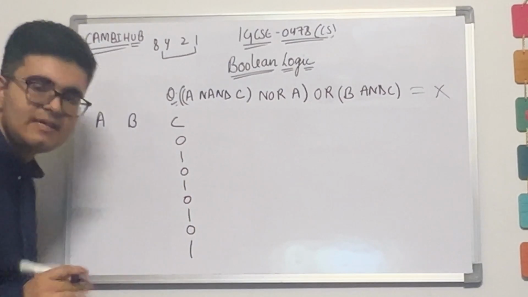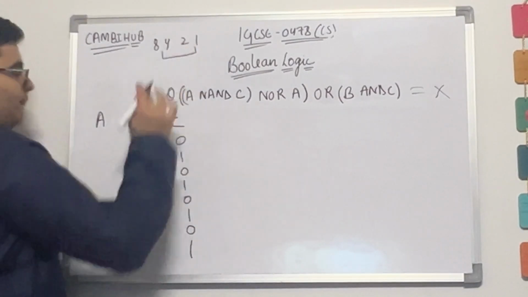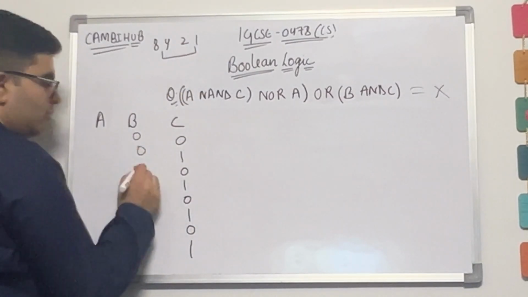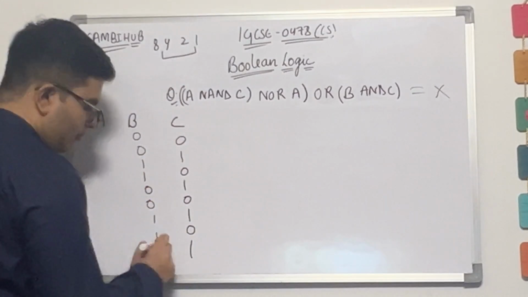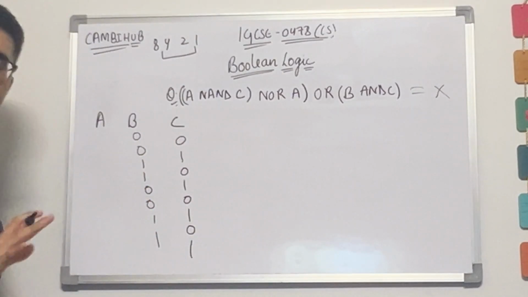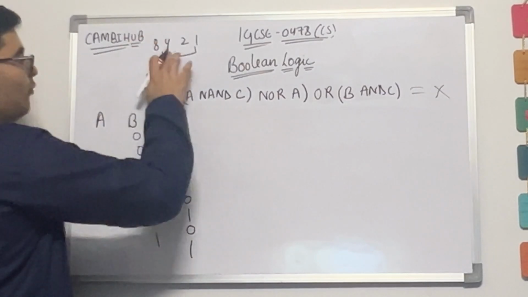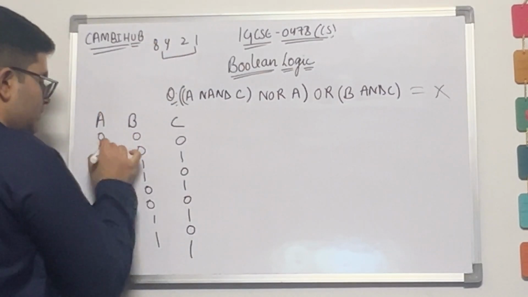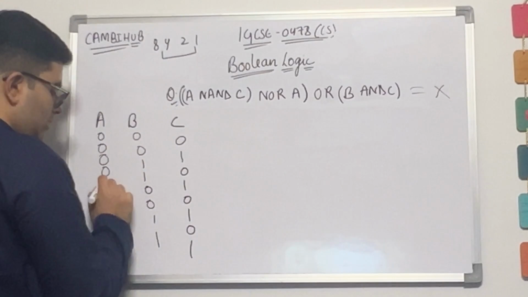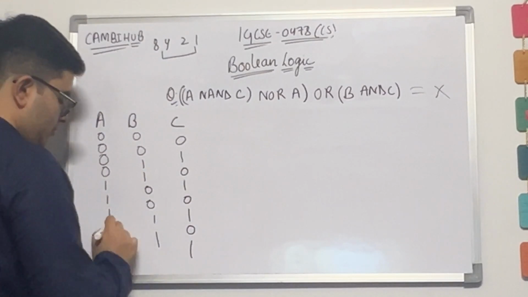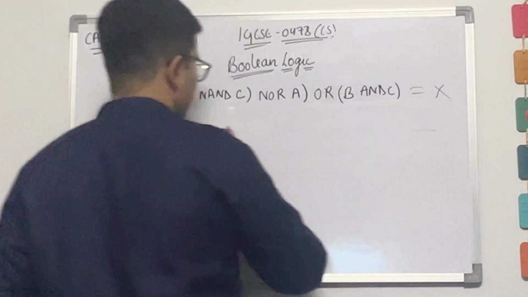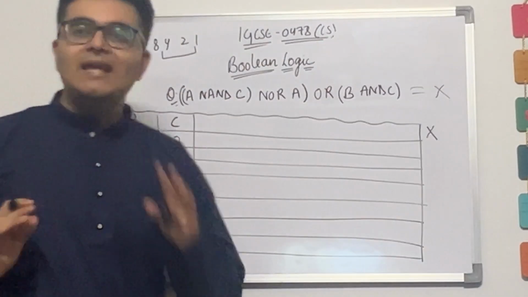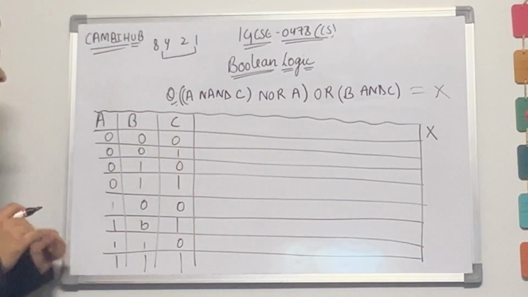Clear? Easy? Let's do 2 now: 0, 0, 1, 1, 0, 0, 1, 1. Easy? Let's do 4 now: 0, 0, 0, 0, 1, 1, 1, 1. Let's make it like a table. Now let's try solving this expression.